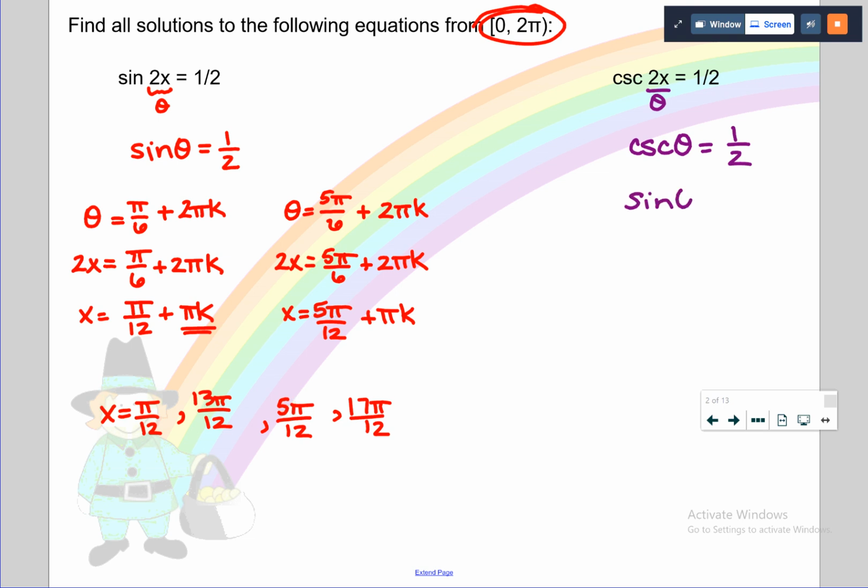Sine is equal to 2. What do we think about that? No solution. Quick and easy. Okay, sine can never equal 2. It only bounces between -1 and 1. No solution. Question so far?